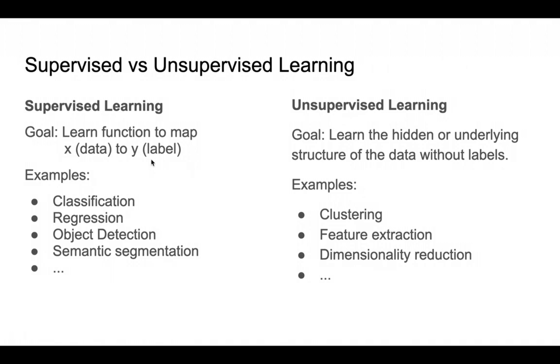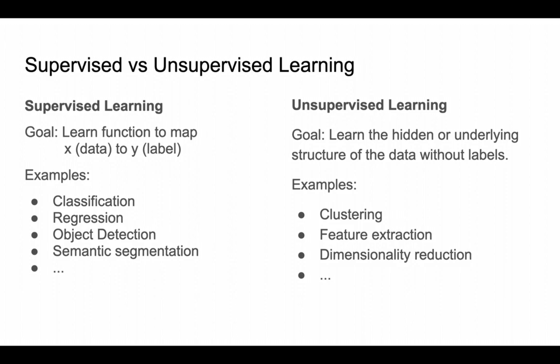Examples of supervised learning are classification problems, for example, to identify a quark from a gluon, and regression problems, for example, to estimate the energy of an electron, or object detection and semantic segmentation. In the unsupervised learning case, the goal is to learn the hidden or underlying structure of the data without labels. Examples of unsupervised learning include clustering, feature extraction and dimensionality reduction.